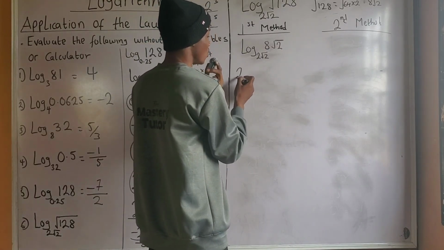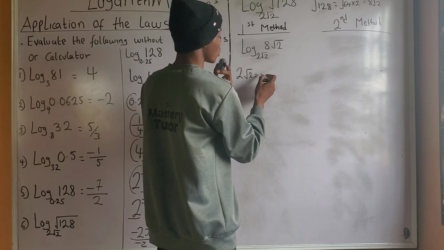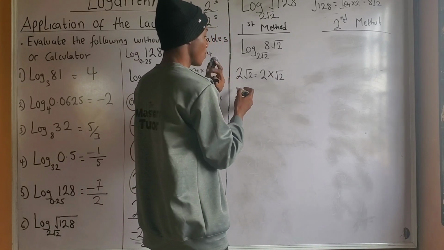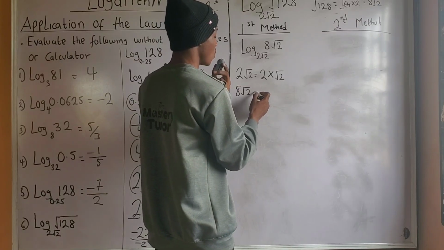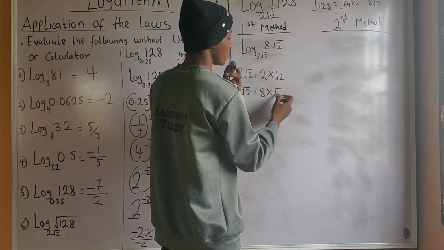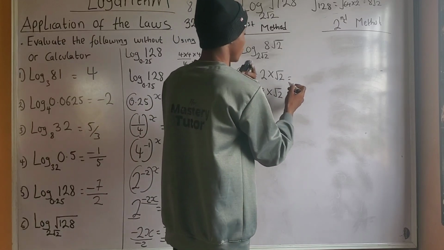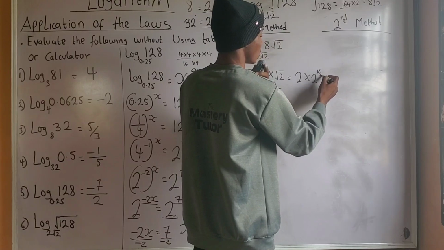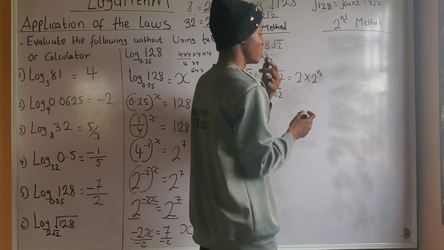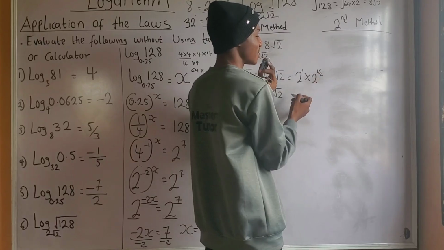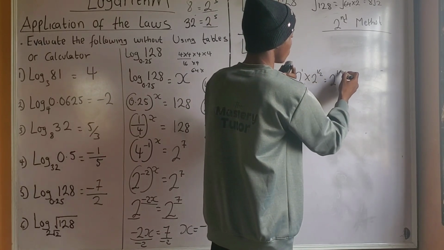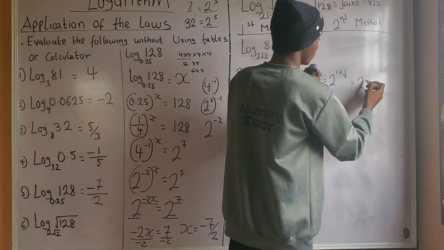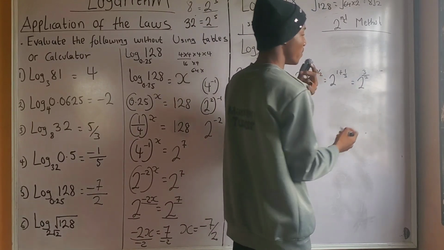Do you know that 2 root 2 is equal to 2 multiplied by the square root of 2, right? And also 8 root 2 is equal to 8 multiplied by the square root of 2, right? Okay, for this I'm going to have 2 multiplied by 2 raised to the power of 1 over 2, right? Now listen to me carefully. The power of this 2 is what? 1, right? So I'm going to have 2 raised to the power of 1 plus 1 over 2, according to the law of indices. So this will give me 2 raised to the power of 3 over 2.